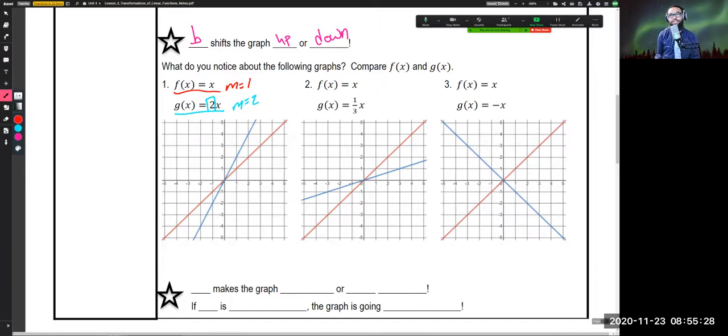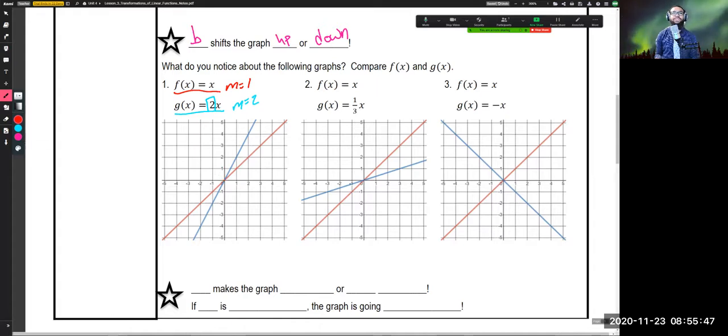Now, if that's confusing, let's go ahead and look at our parent function, this red line here. All right. We start at 0, 0. Put a dot there, but we rise 1, run 1. Rise 1, run 1. All right. Rise 1, run 1. You'll have that the entire way through.